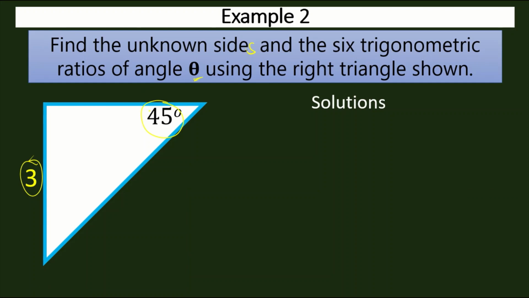Para makuha natin yung ibang measurement ng sides natin and yung 6 trigonometric ratios, matatandaan natin na makuha lamang natin ito, yung 6 trigonometric ratios, kapag kumpleto na ang measurements ng sides natin. But meron tayong angle na 45 degrees. So, yung angle na tinutukoy natin, yung theta na tinutukoy natin dito is yung 45 degrees. So, paano ba natin makukuha yung measurement ng ibang sides gamit ang 45 degrees?